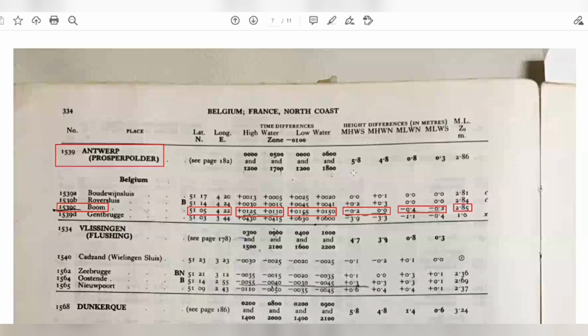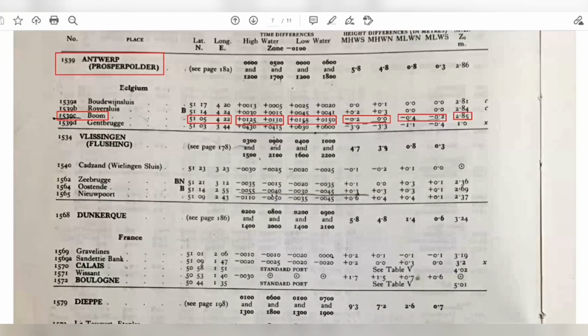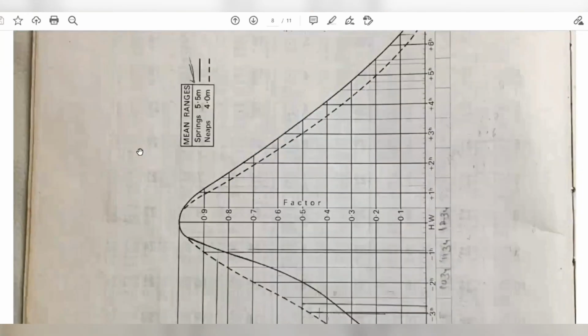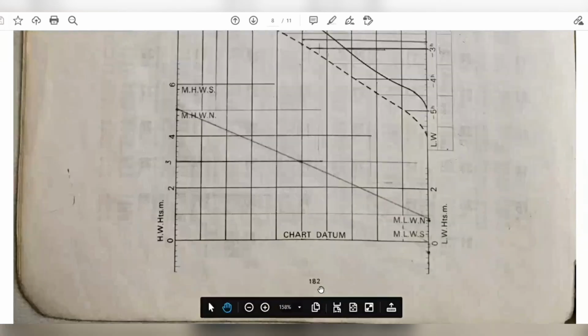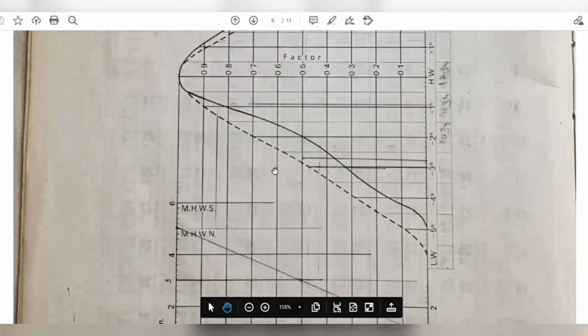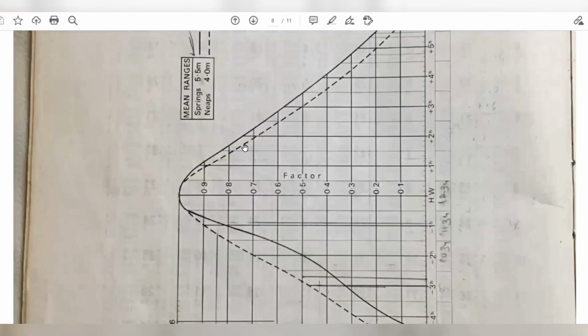So till now, does anybody have any doubt how to find out where that port is and then what to do? Okay, then let's go to Antwerp. Remember I told you Antwerp is a standard port. That means it will be given in part 1 of the volume. So you will see on the left side the range curve is given on page 182. Open page 182. On the left side you will find this diagram, which is known as the range curve, because it is spring range, neap range, two curves.